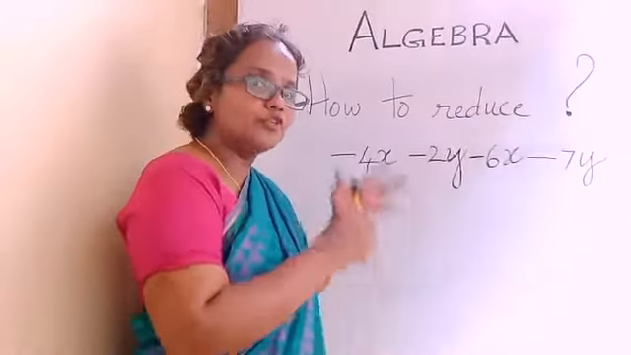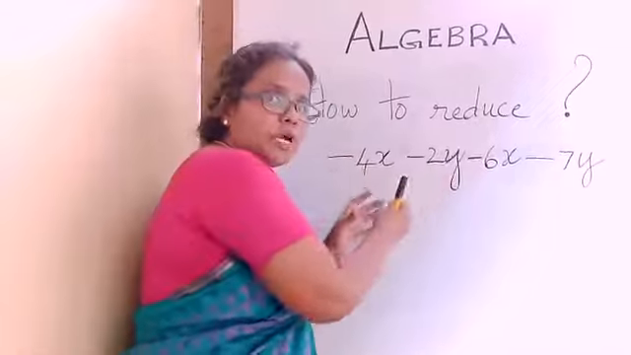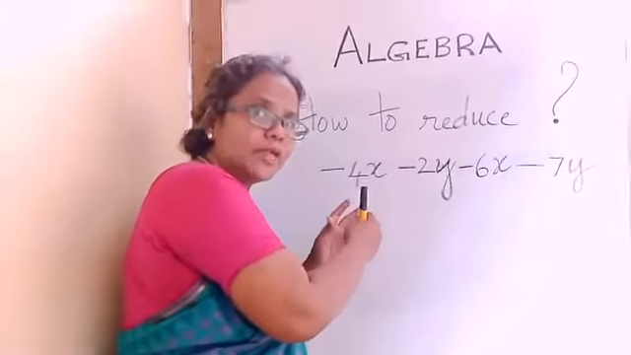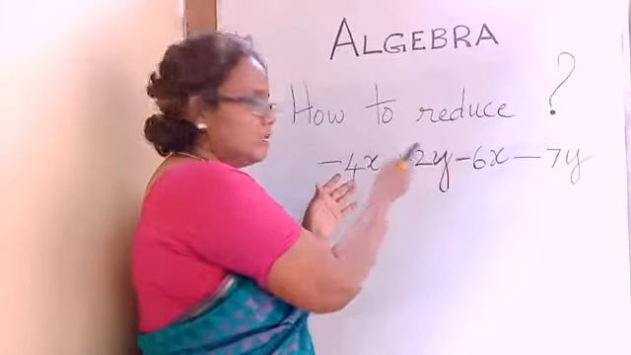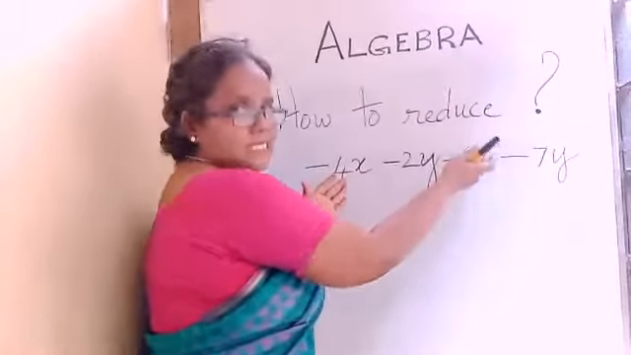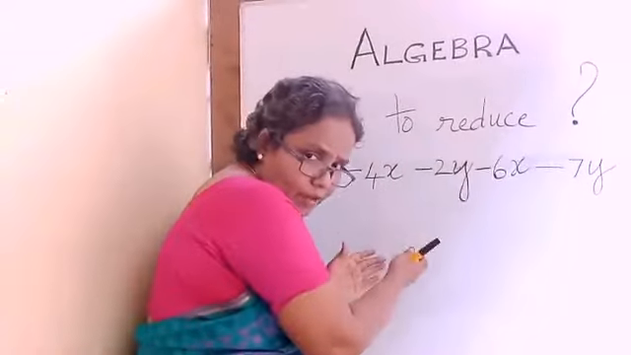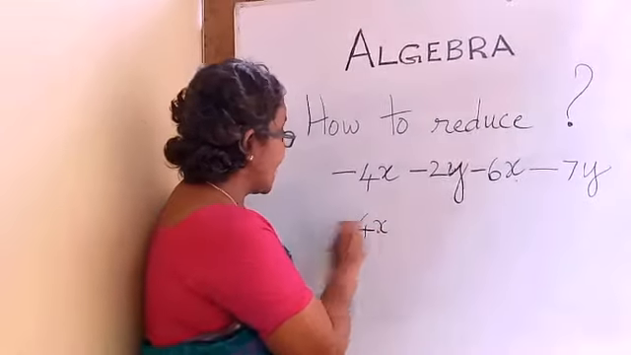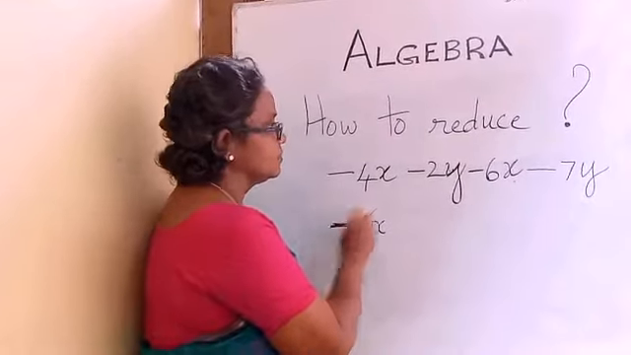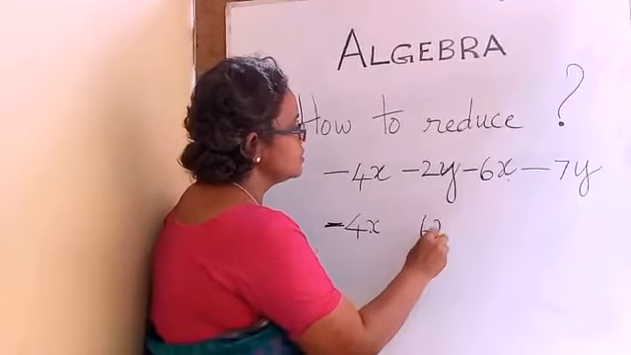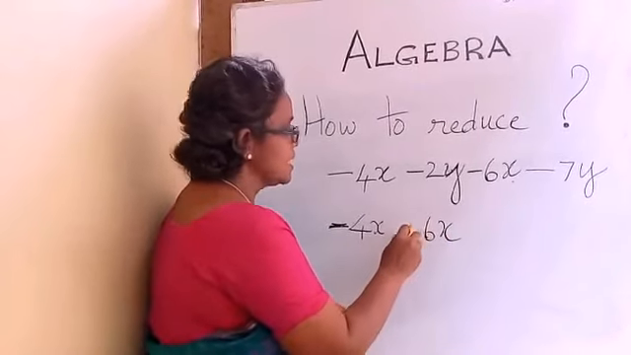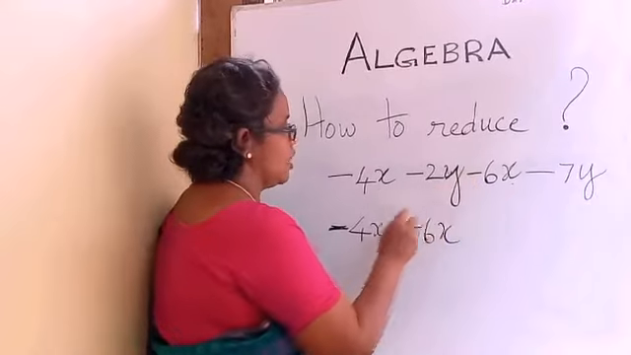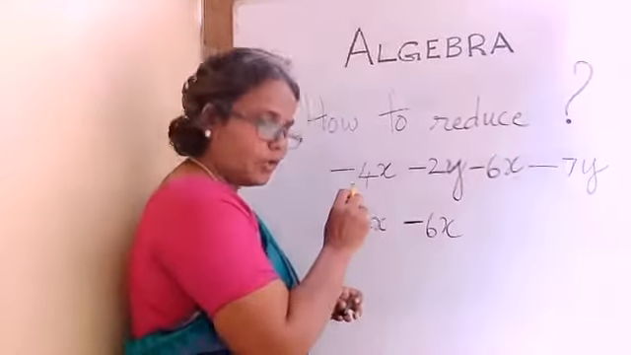Now what do I have to do in the first step? I have to combine the like terms together. Who are the like terms here? 4x and 6x are like terms. So let me bring them down. So I am bringing down 4x along with its sign. I am bringing down 6x along with its sign. Okay.